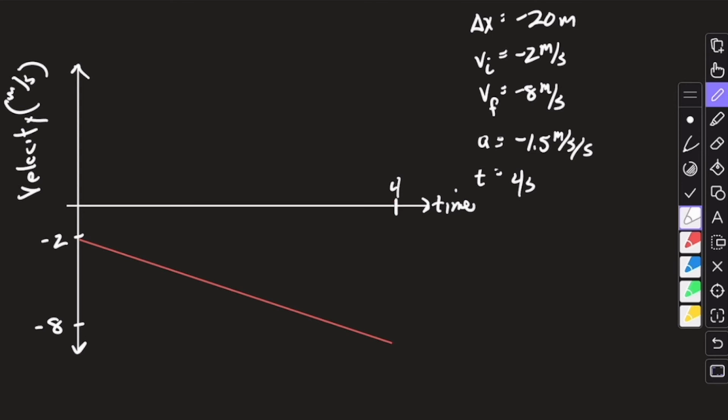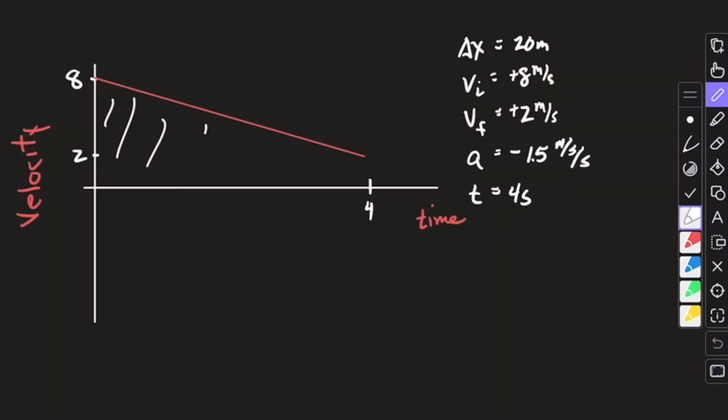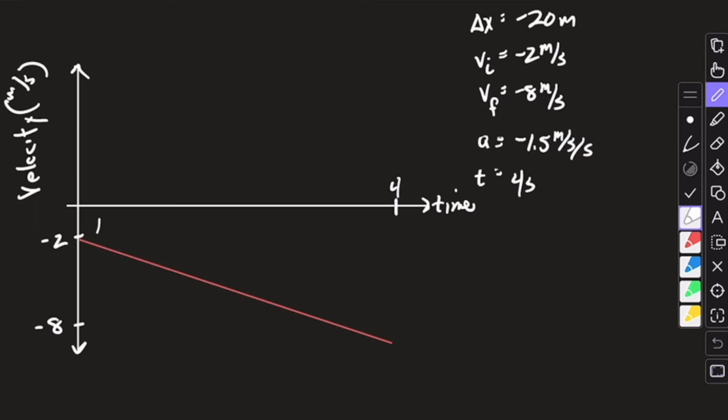On the last graph, why wasn't the displacement negative? Because the area was on the positive side of the graph. And on this one, the area is on the negative side of the graph. Okay, so first, this is a negative displacement. This object moved behind us.